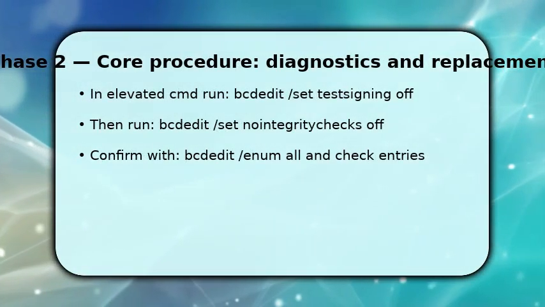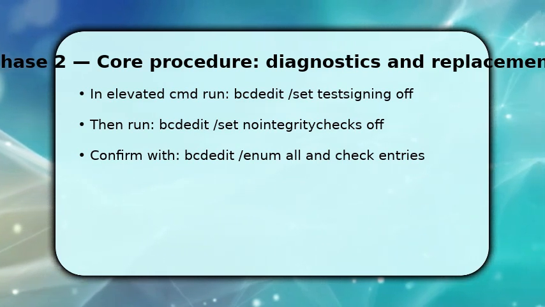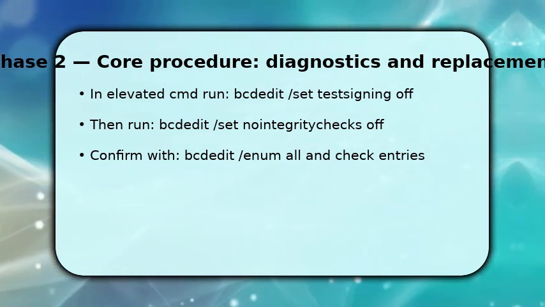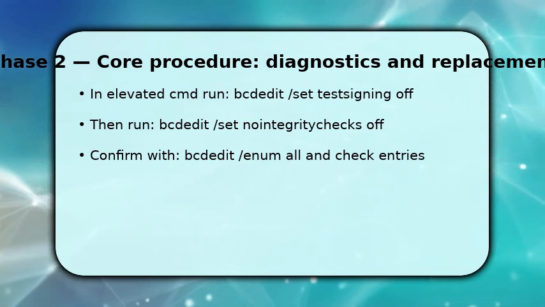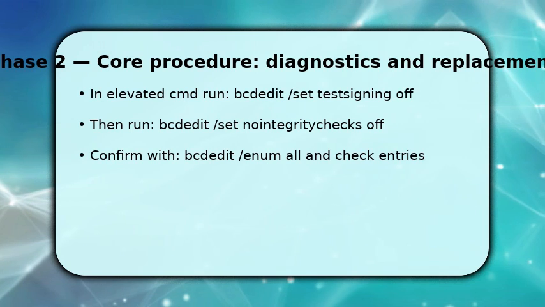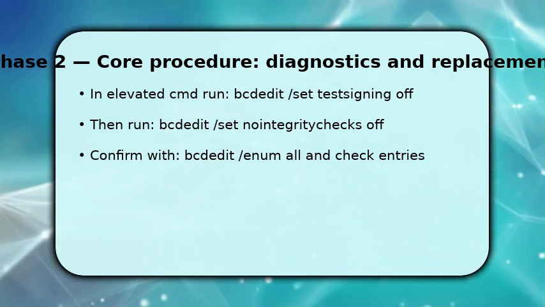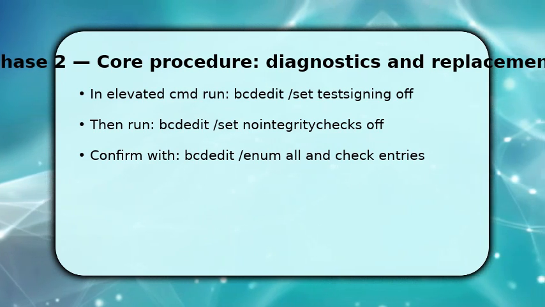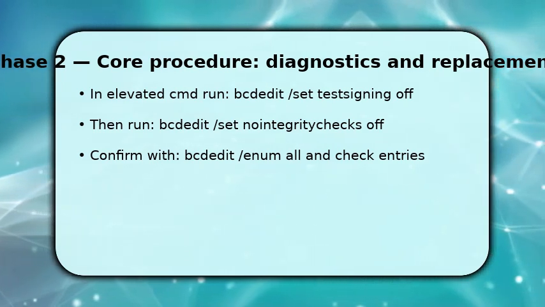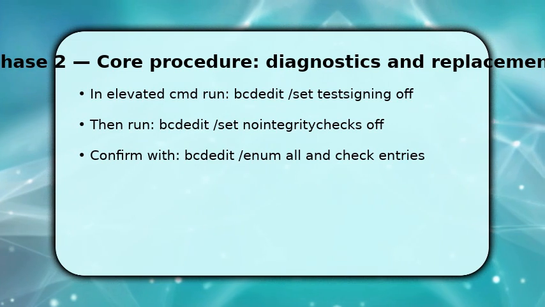Once done, run bcdedit /set nointegritychecks off to restore driver signature enforcement. Together they revert the changes that enabled test mode. You check results by running bcdedit /enum all, ensure the testsigning and nointegritychecks entries show off. If entries don't appear, repeat commands as administrator and watch for syntax errors.